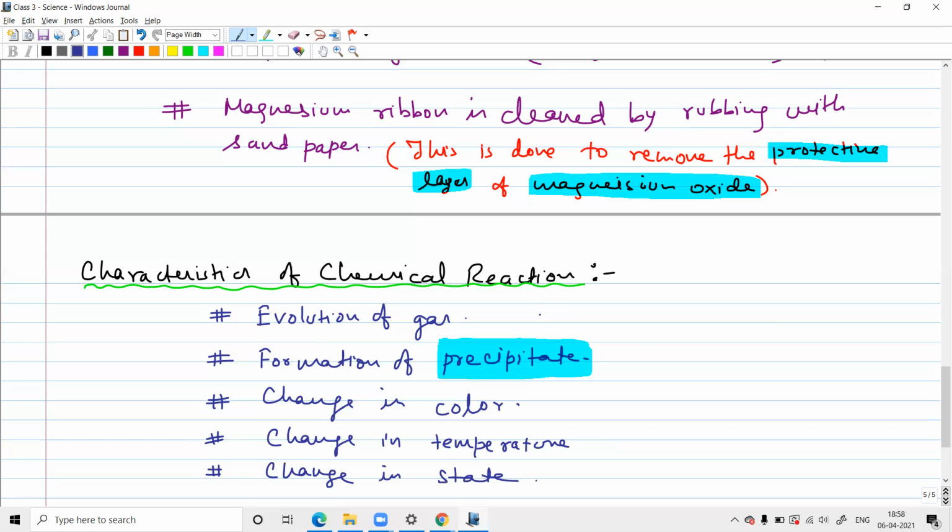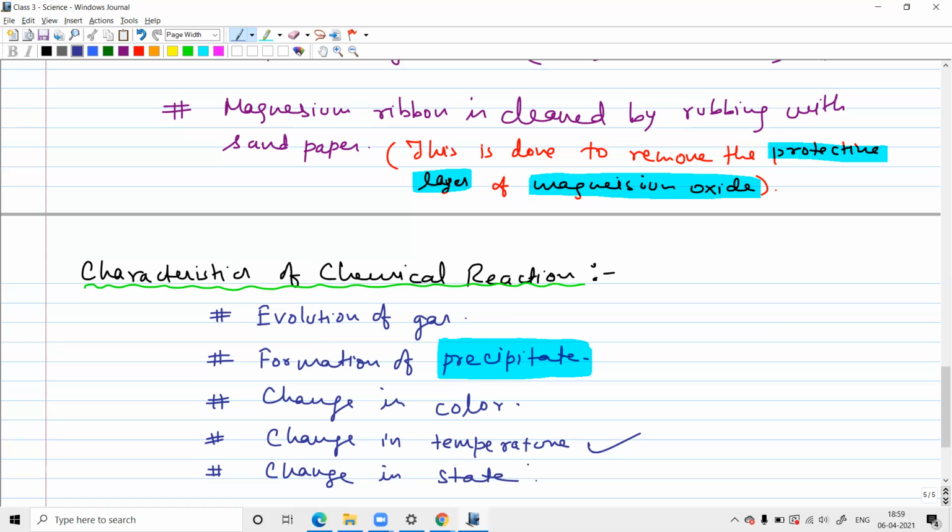So I think evolution of gas means some gas will be evolved. Precipitate, I told you what it means. Color, everybody should understand. You're doing some reaction. Earlier it will be in some color. After reaction, the color will change. So that will also indicate that a chemical reaction has taken place. Change in temperature: either something gets very hot or it cools down. That is also an indication that some chemical reaction has taken place.